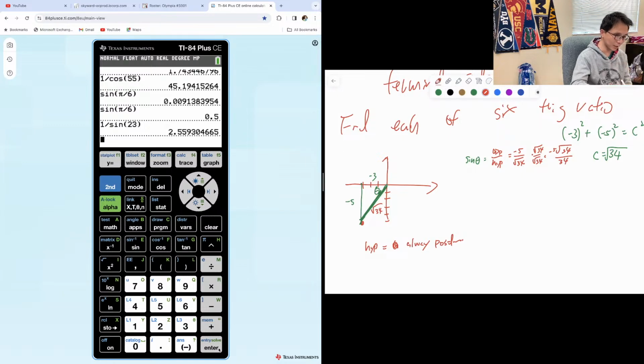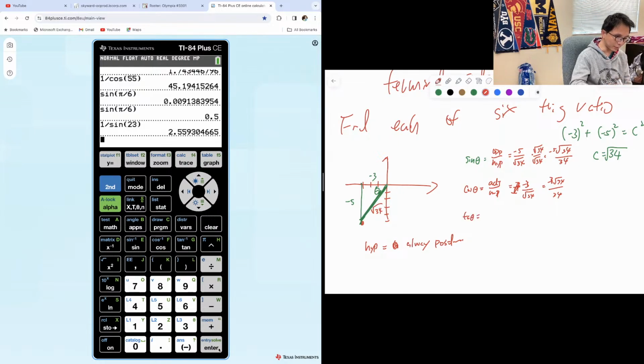That's how you get all 6 trig ratios. Cosine theta is what? What's adjacent in this case? So it'll be -3 over root 34. So -3 root 34 over 34. And that's how you do it.